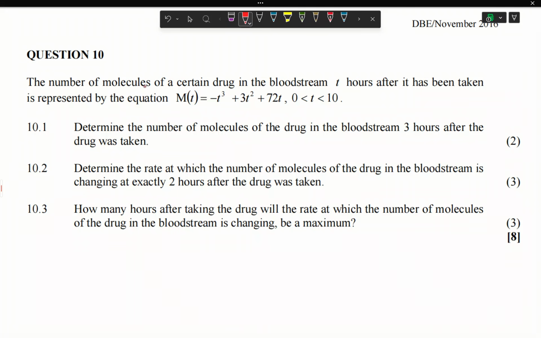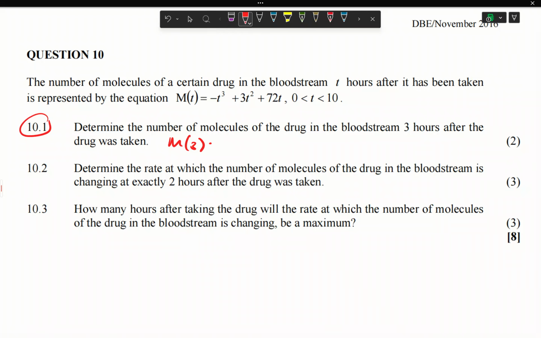Okay, the number of molecules of a certain drug in the bloodstream T hours after it has been taken is represented by this equation. Determine the number of molecules of the drug in the bloodstream 3 hours after the drug was taken. Remember, this equation shows what? The drug after it has been taken. So now we have to determine the number of molecules 3 hours after the drug was taken. So you simply say what?